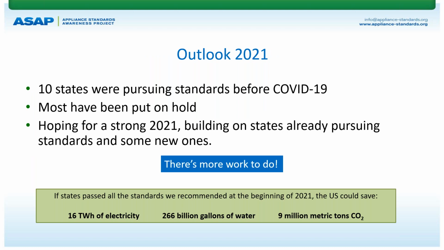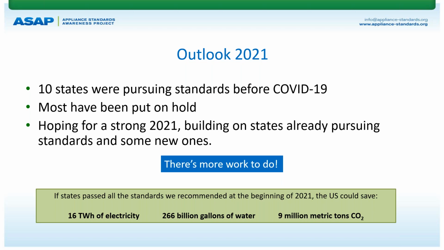We had some really good momentum going this year before the COVID-19 crisis. 10 states were pursuing standards, but most were put on hold when state legislatures paused their sessions. However, we still have a number of advocates in states all over the U.S. who are interested in passing appliance standards in 2021, and the work isn't done.